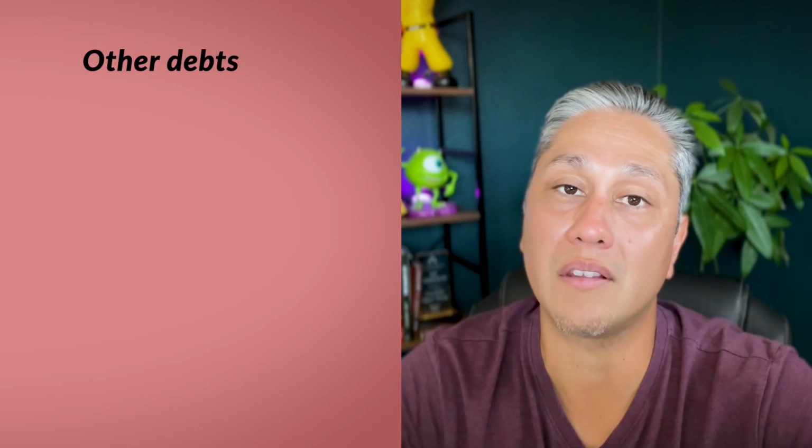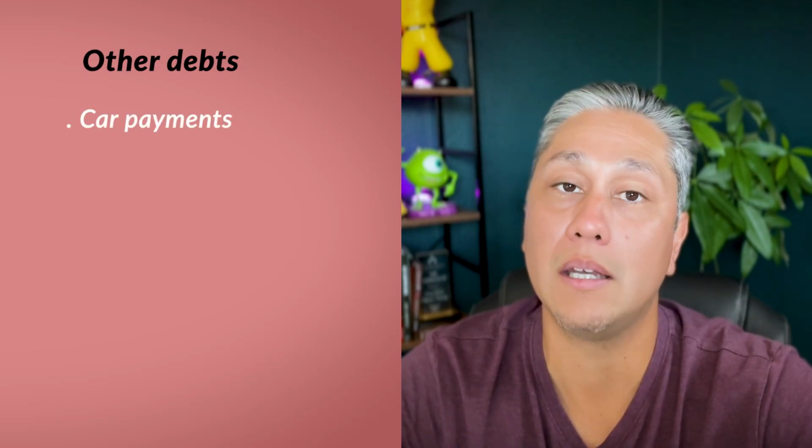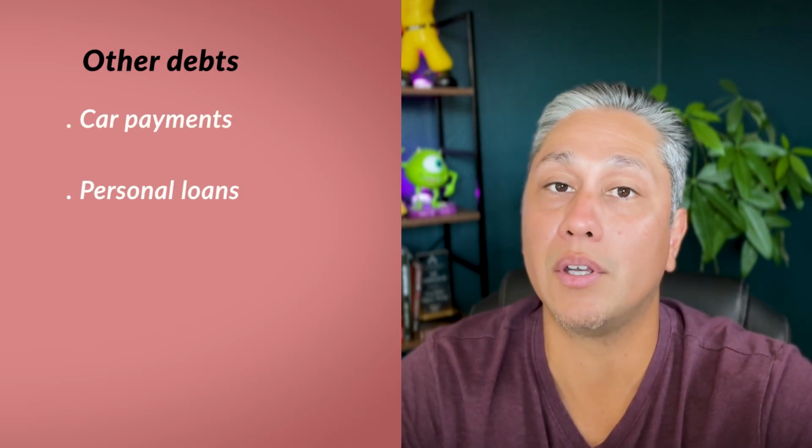What are your other debts that show up on your credit report? It's going to be things like car payments, personal loans, credit cards, and even sometimes some co-signed accounts. All of these liabilities that show up on your credit report will be factored into your debt to income ratio. So the more debt you have, or the higher your minimum payments on these items are, the more it is going to eat into your approvability.